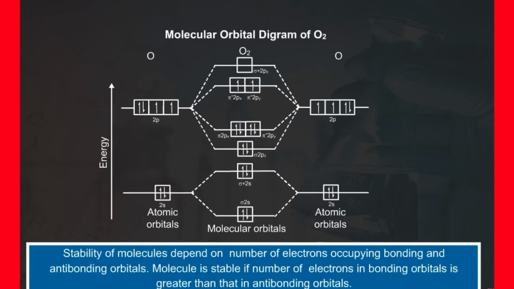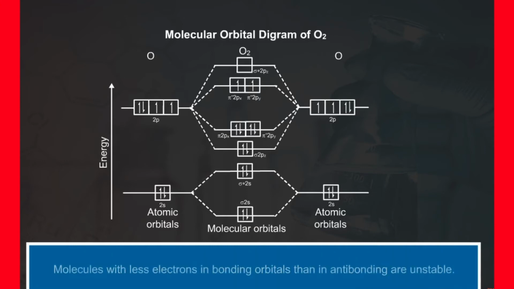Stability of molecules depends on the number of electrons occupying bonding and anti-bonding orbitals. A molecule is stable if the number of electrons in bonding orbitals is greater than that in anti-bonding orbitals. Molecules with fewer electrons in bonding orbitals than in anti-bonding are unstable.